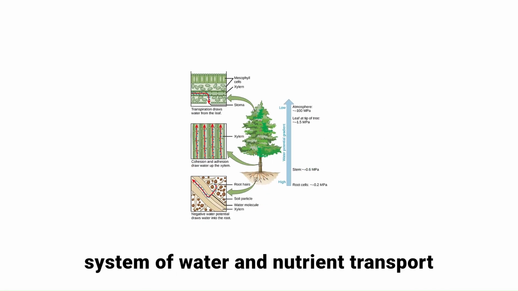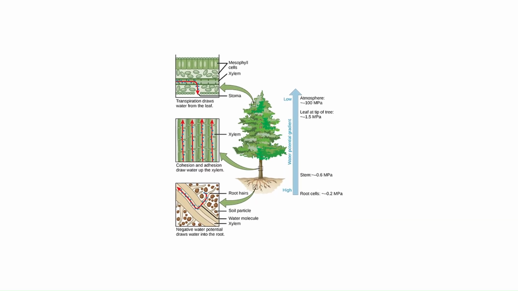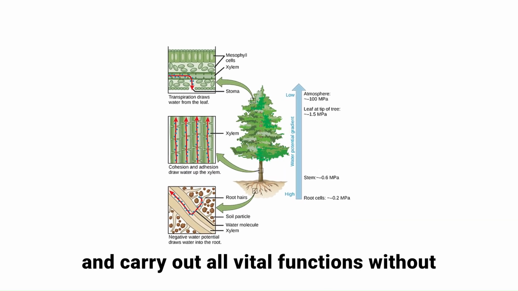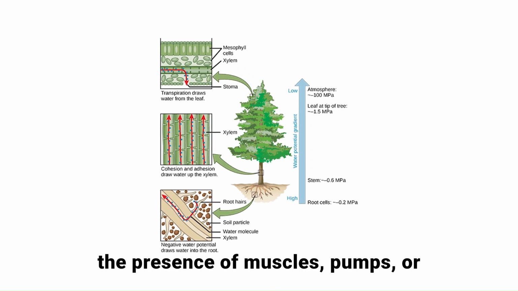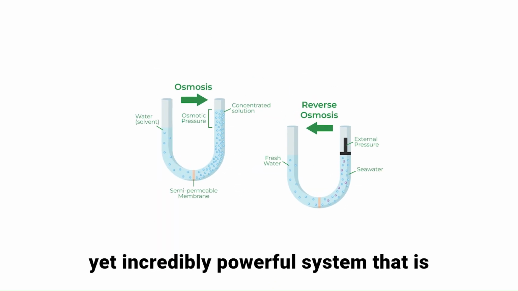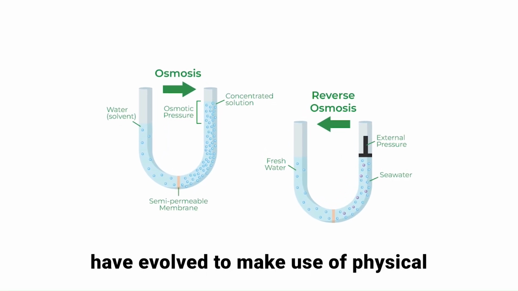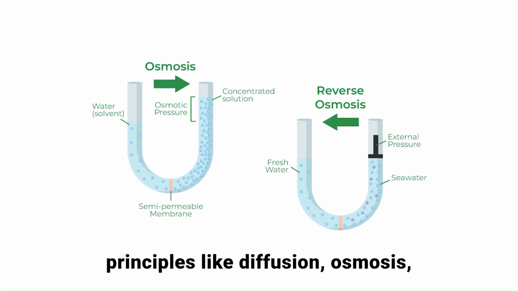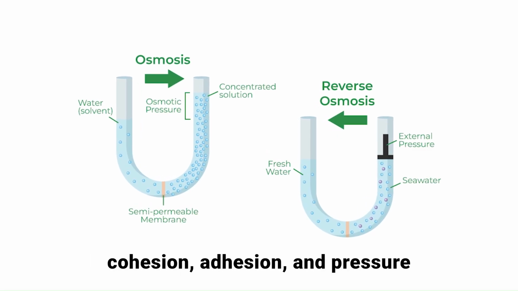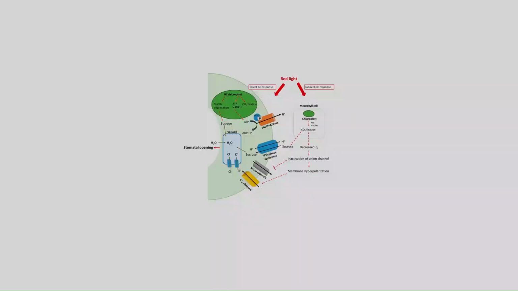This entire system of water and nutrient transport allows plants to grow tall, produce food, and carry out all vital functions without the presence of muscles, pumps, or nervous systems. It's a quiet, yet incredibly powerful system that is both elegant and efficient. Plants have evolved to make use of physical principles like diffusion, osmosis, cohesion, adhesion, and pressure gradients to sustain themselves.